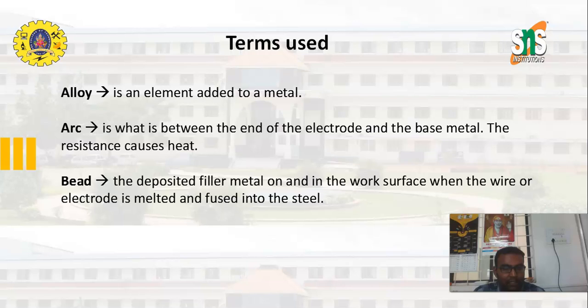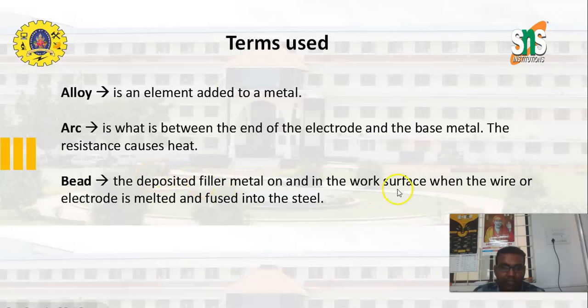Next, we are going to discuss some of the most important terms used in the welding process. The first one is an alloy. It is an element added to the metal. The next term is an arc. It is what is between the end of the electrode and the base metal. The resistance causes heat. The next important term used in the welding process is bead, B-E-A-D.